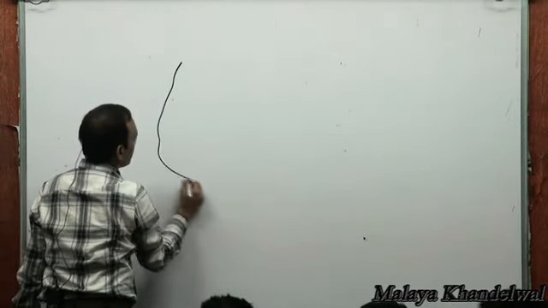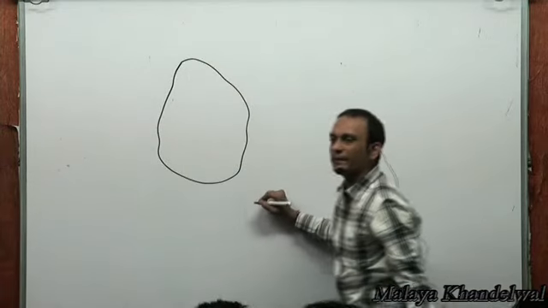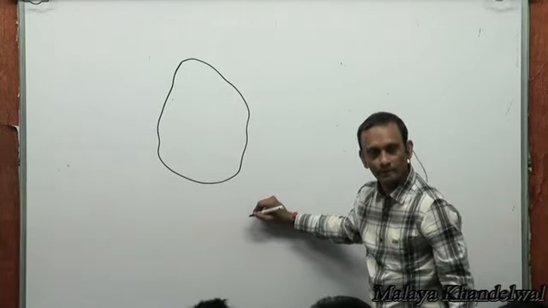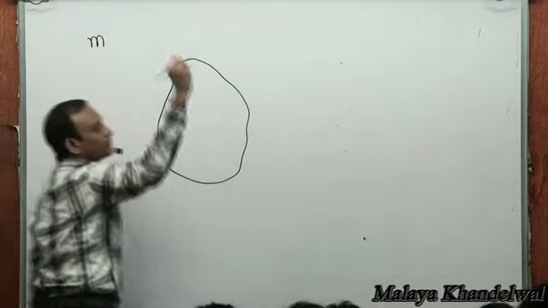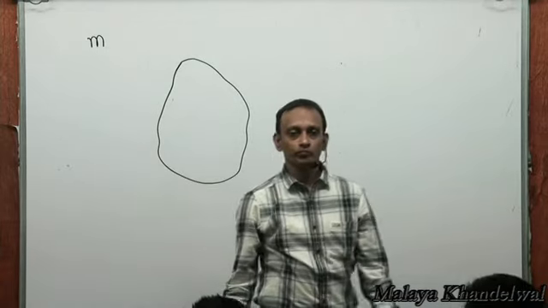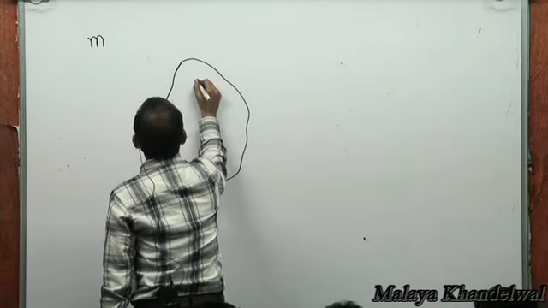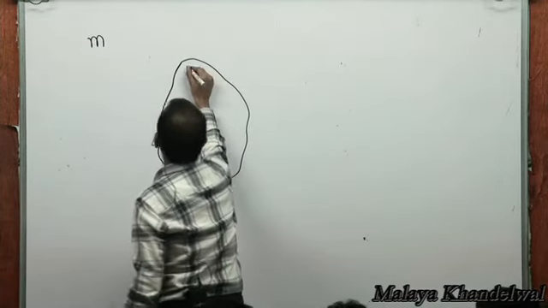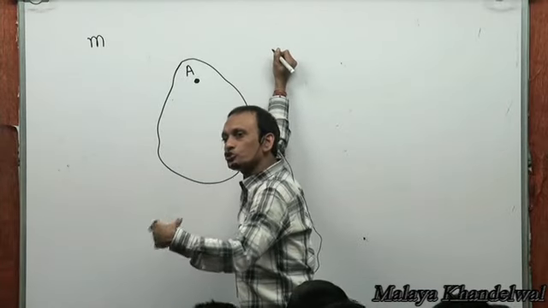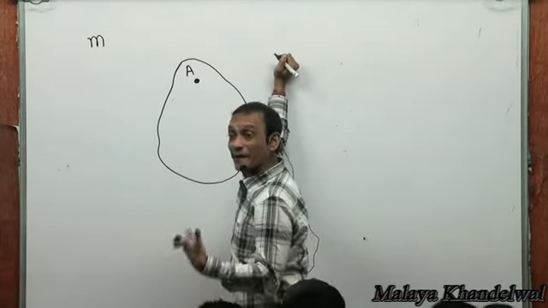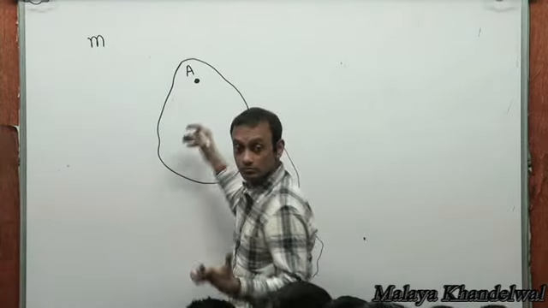Suppose this is a laminar body, a plain laminar body, say of mass m. And this is where it's hinged. It's hinged at a certain point A, pinned at a certain point A. So this is like the point of suspension. A is the point of suspension. Clear?